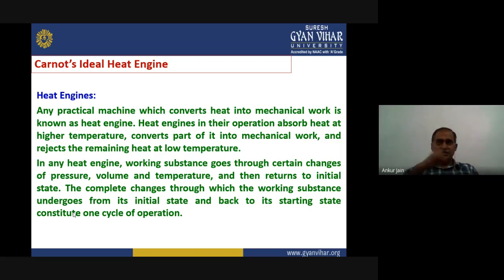Okay, in the process of heat engine working, the working substance can go through several changes in its temperature, pressure and volume, but after completing the cycle it should return back to the initial state. The complete changes through which the working substance undergoes from its initial state and back to the starting state again. For example, if we start from here, we go to here and come back to this. So this complete path is one cycle. We call it one cycle of operation for that heat engine.